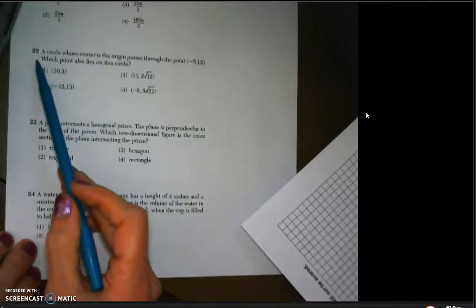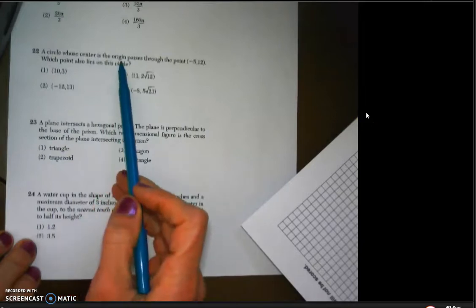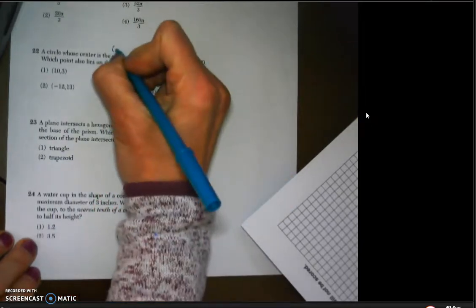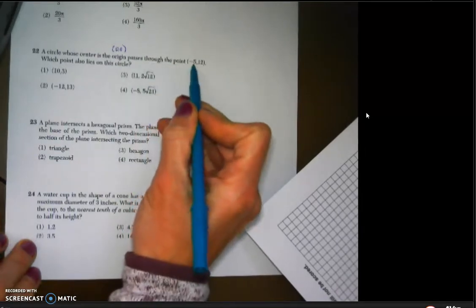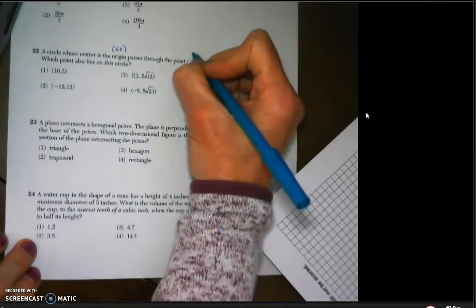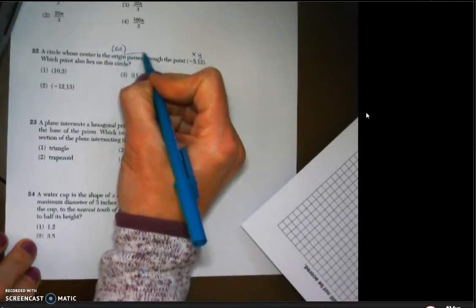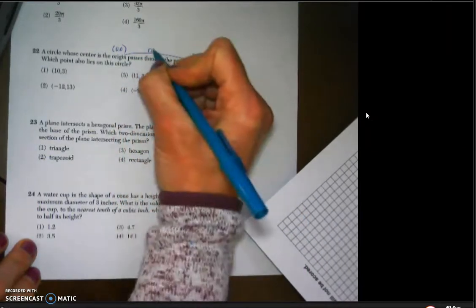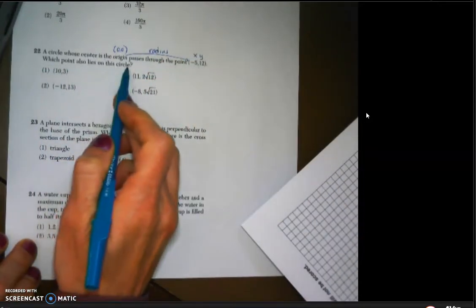Here is number 22. A circle whose center is the origin. So origin, that means that the center is going to be at 0, 0. It passes through the point -5, 12, which is x, y, which means the distance between the origin and this point is going to represent a radius. Which point also lies on the circle?